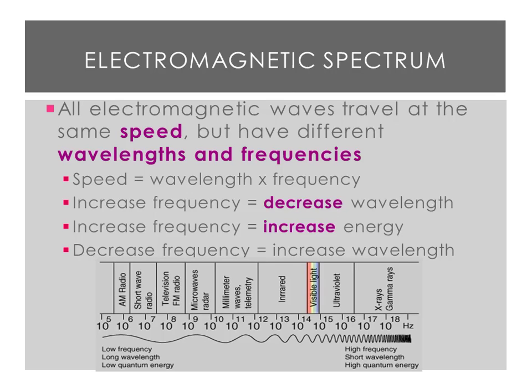So the electromagnetic spectrum is basically the entire spectrum of waves that travel in an electromagnetic fashion. This means they have electric and magnetic fields that intertwine. They all travel at the same speed, but they have different wavelengths and frequencies depending on the type of wave that it is. So just a reminder, speed is equal to wavelength times frequency.